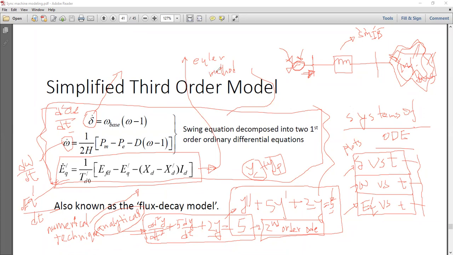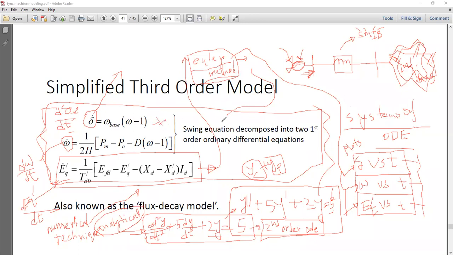We will be using some numerical technique, be it the simplest one or the most complex one, whatever we adopt. Ultimately, those techniques will help us to reach here, to get these three, so we can easily solve them. We apply the Euler method, and then we are looking for delta versus time, omega versus time, and EQ dash versus time. So by using the Euler method or any numerical method, we can solve them.